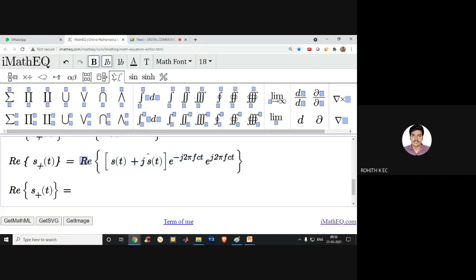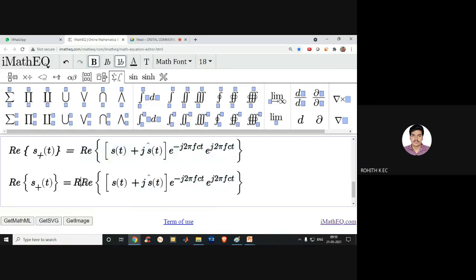Now tell me what is the simplified equation that I should write here. So here you have e power minus j theta multiplied by e power j theta. What will be the product of these two exponentials? Please give your answers in the chat box, or you can unmute and answer. What is e power j theta into e power minus j theta? It is 1, right? So I will remove this part, because the product is 1. Anything multiplied by 1 is itself. So this is what I'm going to get.